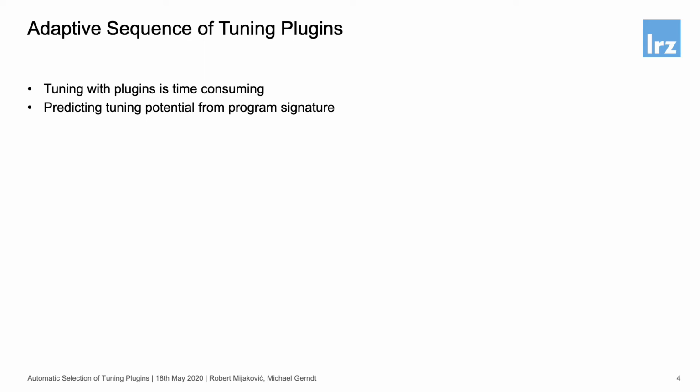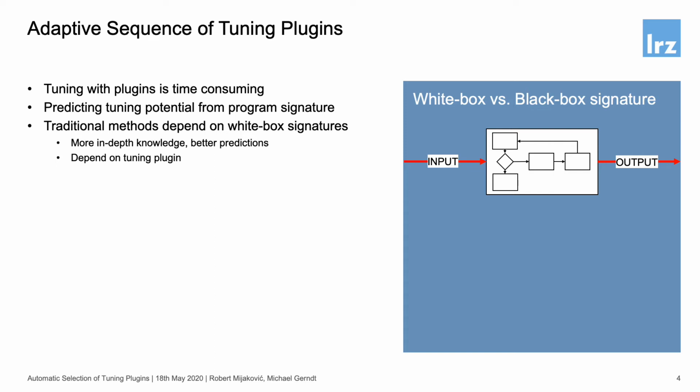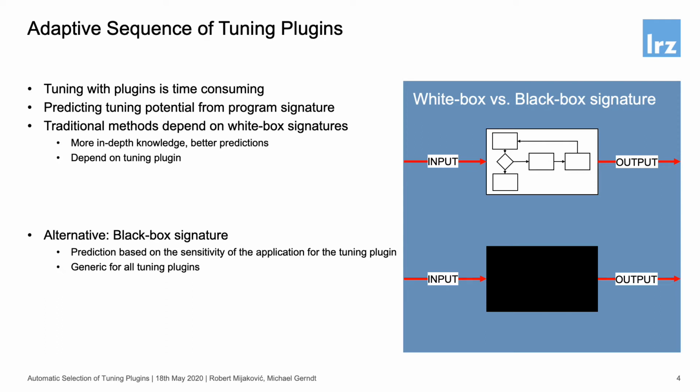Contrary to traditional approaches, it does not rely on so-called white box signatures, but rather on black box ones. The white box signatures expose the internals of the aspects they tune, but also differ for each of them. So each aspect has its own white box signature and they are considered to provide better predictions than black box ones. On the other hand, black box signatures are not that well known for their good predictions and are not as extensively studied in previous research, but can be made generic for all tuning aspects.